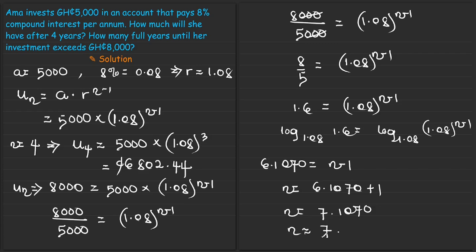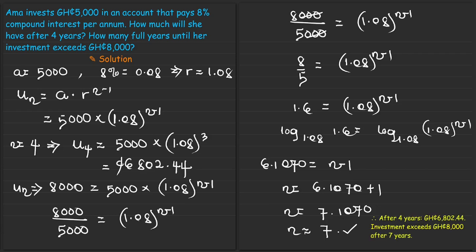So our conclusion will be that after 4 years, he's actually making 6,802.44. And the investment exceeds 8,000 only after what? 7 years. Only after 7 years.